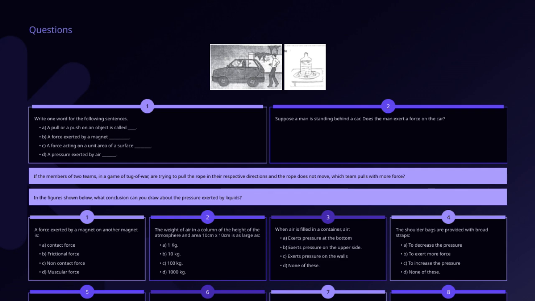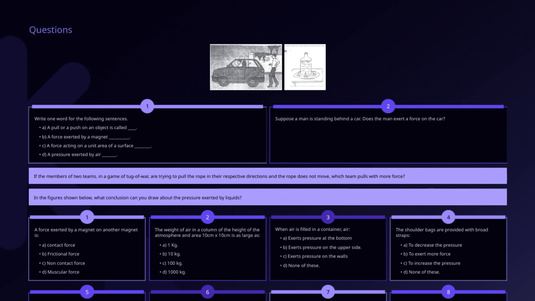If a man is standing behind a car, yes, he exerts a force on the car, even if it's just a small push. The weight of air in a column of the atmosphere over a certain area is quite large, around 1,000 kilograms for a column of height equal to the atmosphere. Force exerted by a magnet on another magnet is a non-contact force, illustrating magnetic attraction or repulsion.